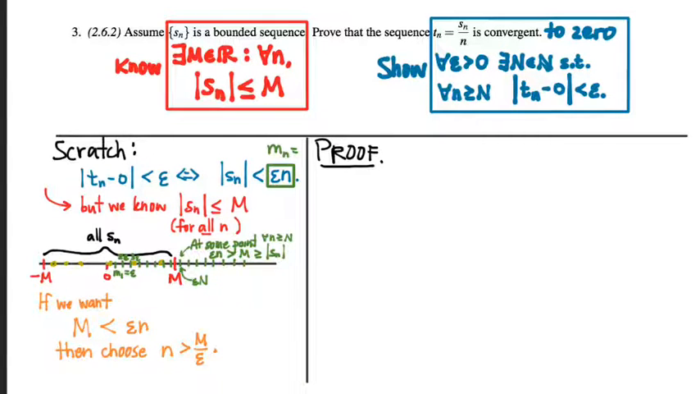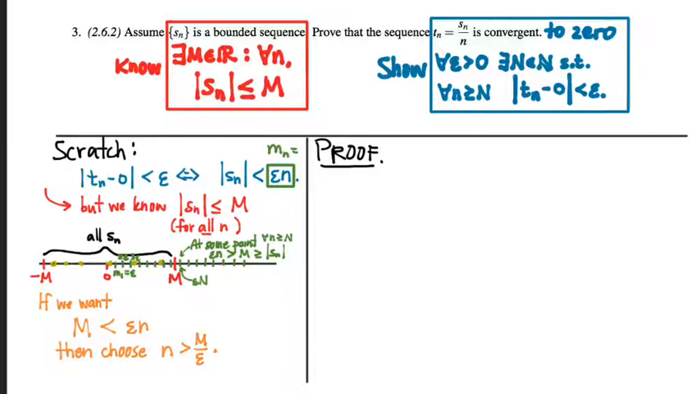And so as long as my little n is bigger than m over epsilon, then this statement is going to be true. And because that statement is true, and we know this statement is true, then the absolute value of the Sn's will be less than epsilon n. So now we can begin our proof.